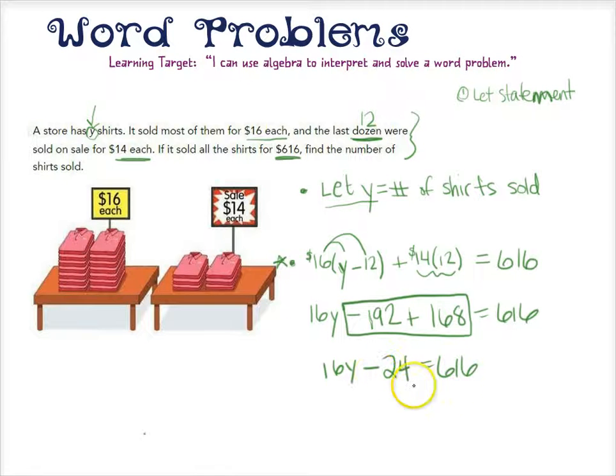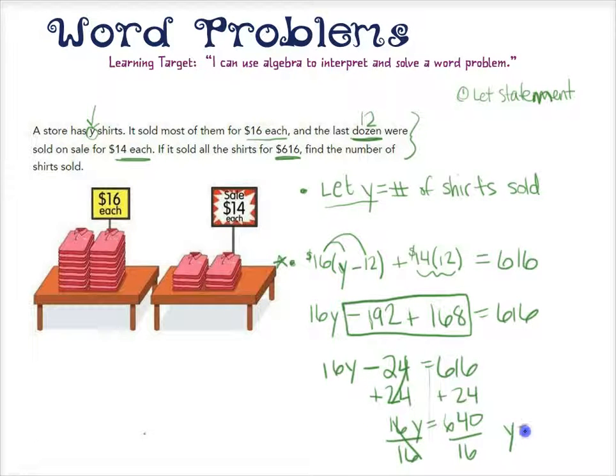Again, now I have two constants, but they're on opposite sides of the equation. So I want to do the opposite operation. Plus 24 on both sides. I get 16y is equal to, this is 640. Just make sure. Yep, 640. Divide both sides by 16.